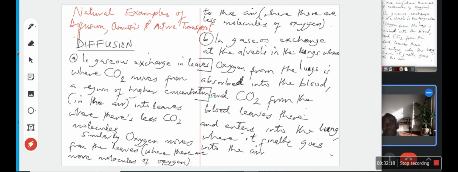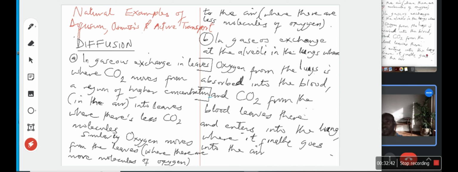At the same time, carbon dioxide moves from the blood into the lungs. In the blood, you have... Is it because the blood has a lot of carbon dioxide? Exactly. And the lungs has less carbon dioxide, so it also diffuses out.